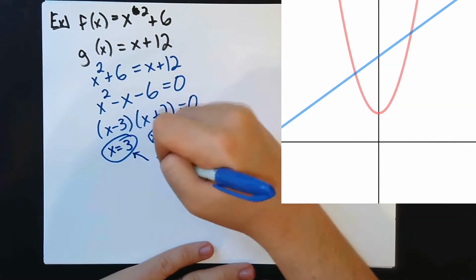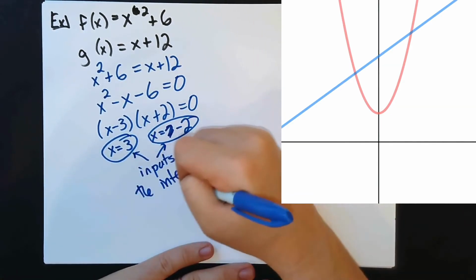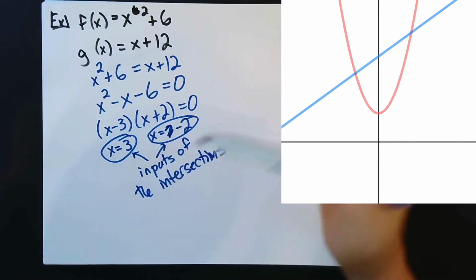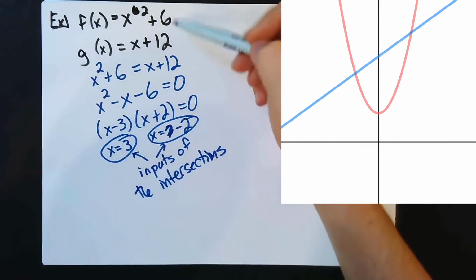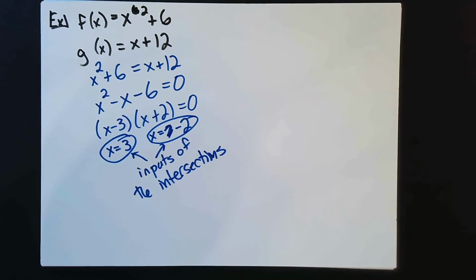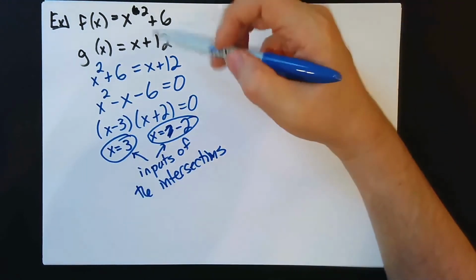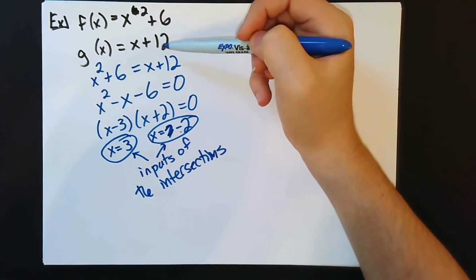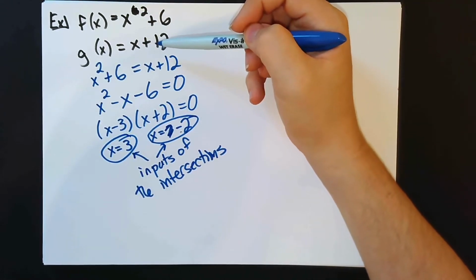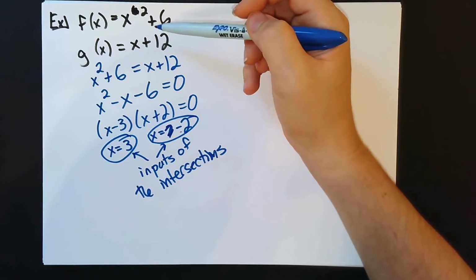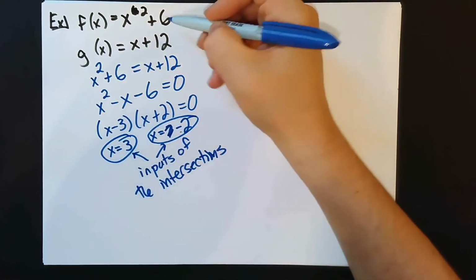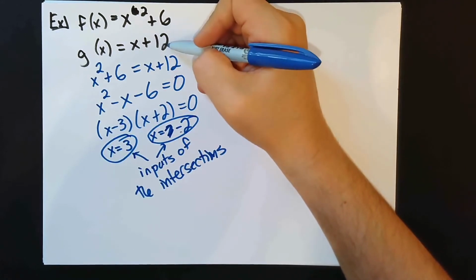Now, all we found here, these are the inputs of the intersection. How am I going to find the outputs? Well, to find the outputs, I need to put the inputs into these. And so the question that always comes up is, which of these do I put the inputs into, f or g? If you remember how we got here, we should realize it doesn't matter, because it had better be the case that the input 3 gives the same output for both of these.